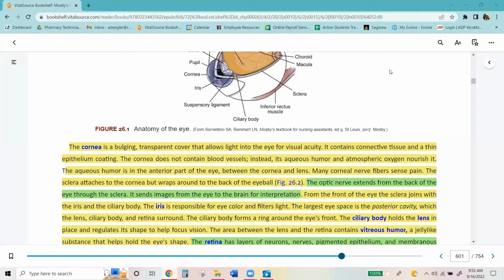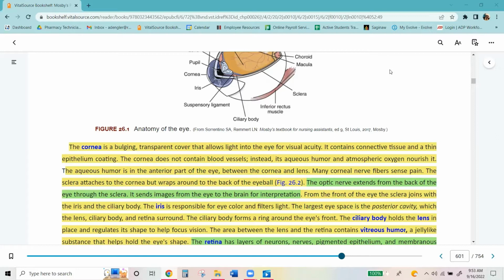The cornea is a bulging transparent cover that allows light into the eye for visual acuity. It contains connective tissue and a thin epithelium coating. The aqueous humor is in the anterior part of the eye, between the cornea and lens. Many corneal nerve fibers sense pain. The sclera attaches to the cornea but wraps around to the back of the eyeball. The optic nerve extends from the back of the eye through the sclera. It sends images from the eye to the brain for interpretation.